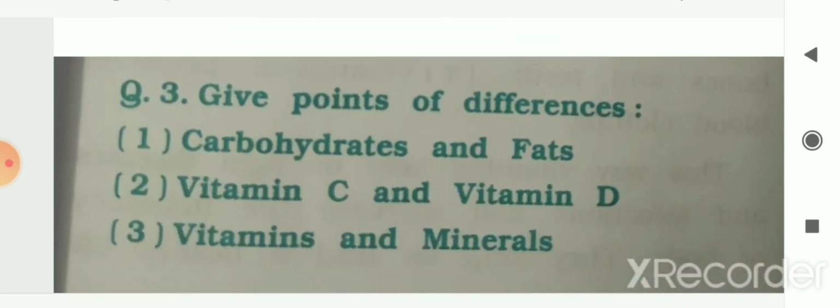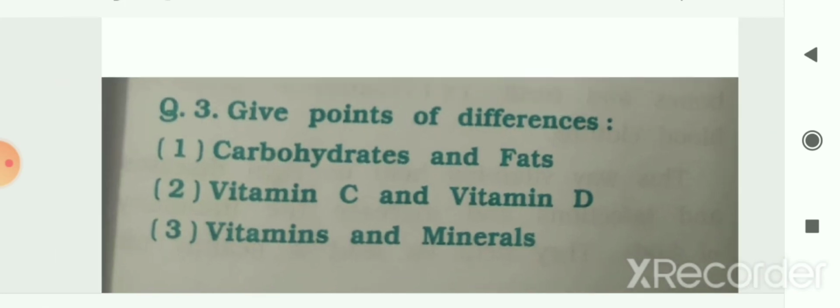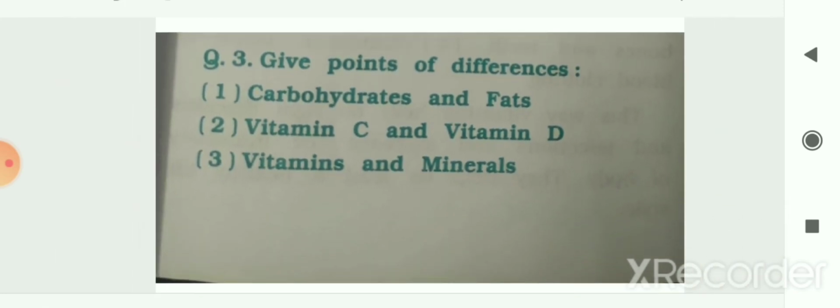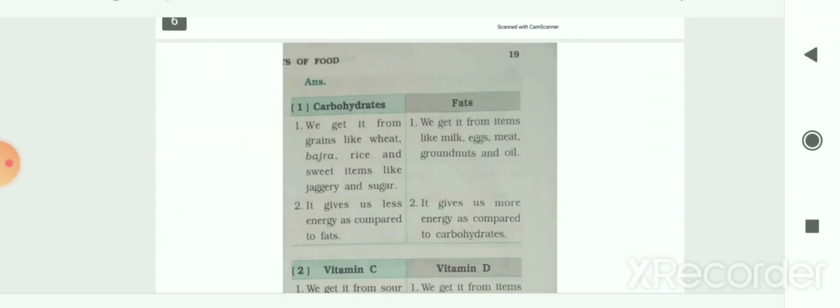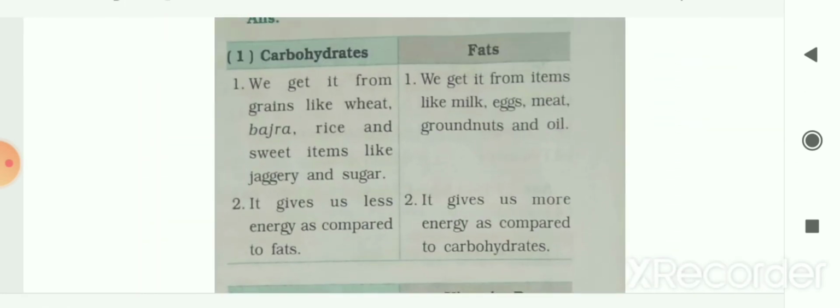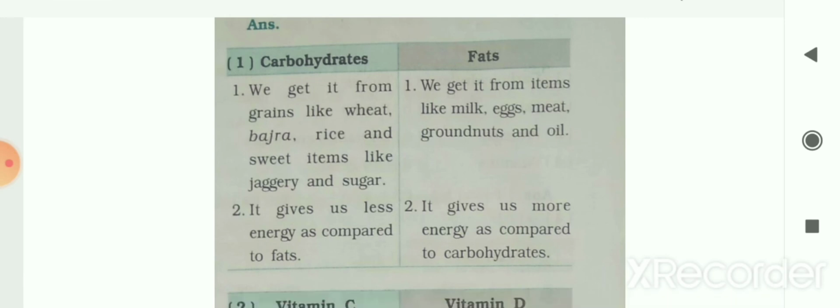So now the next question is differences. Write the differences. So here three differences are given to you. First is carbohydrates and fats. Next is vitamin C and vitamin D. Next, vitamins and minerals. So let me see the first difference, that is between carbohydrates and fats.